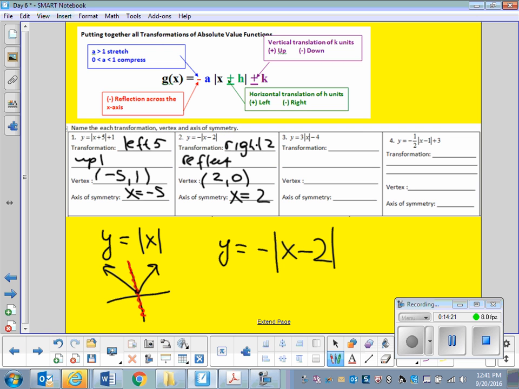Okay, next one. What are the transformations? Somebody I haven't spoken to. Jaden. What are the transformations from the parent function to number 3? Down 4. What else? What does the coefficient 3 do? Stretch by 3. So what do you think happened to my vertex? Where is the new vertex?